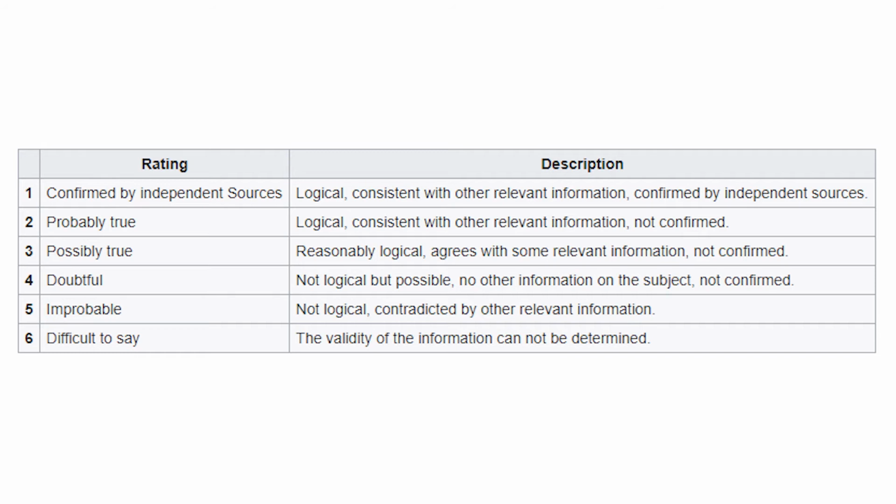4 is doubtfully true. Not logical, but possible. No other information on the subject and it's not confirmed. 5 is improbable, not logical, contradicted by other relevant information. And 6 cannot be judged. The validity of the information cannot be determined.